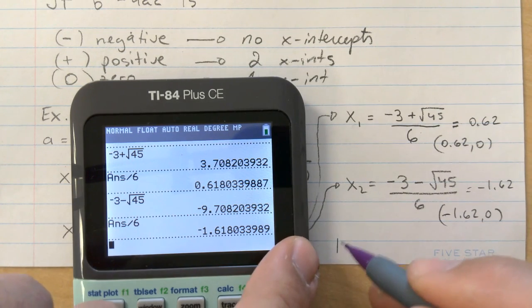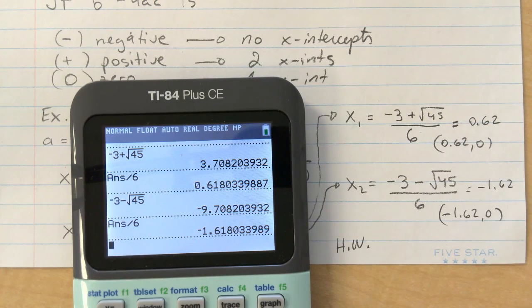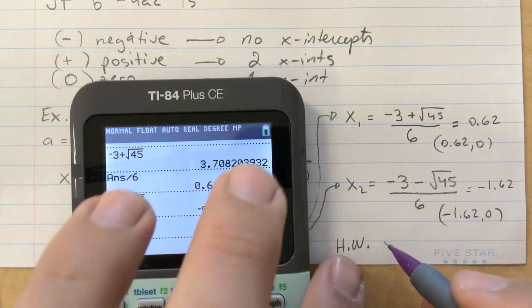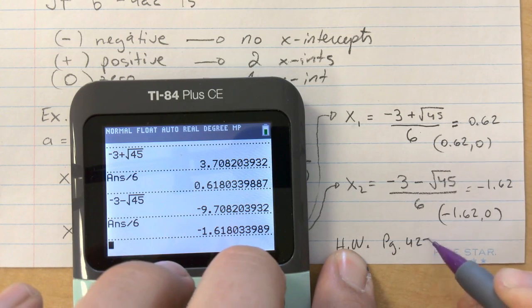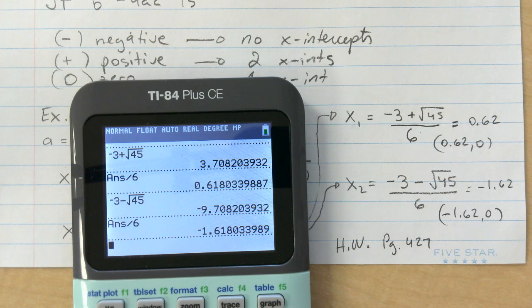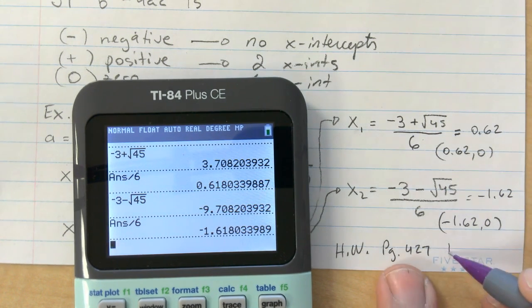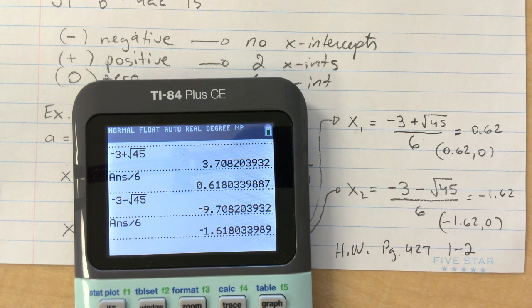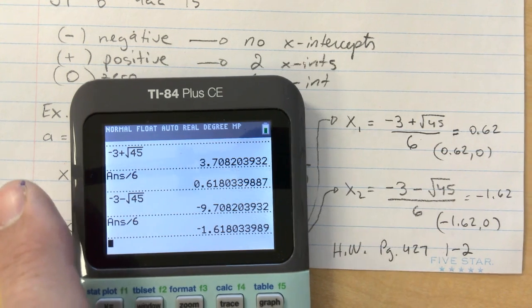And I'm running out of time, so hold on. So here, homework. Practice this. Page 427. And I'm going to give you easy ones this time. 1 and 2. That's it. Always use the quadratic formula. You can double check using your calculator later by graphing that, but always use the quadratic formula no matter what the question says.